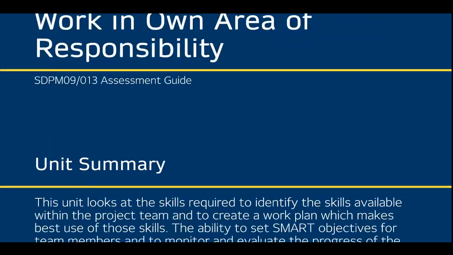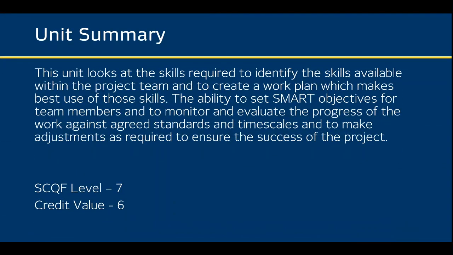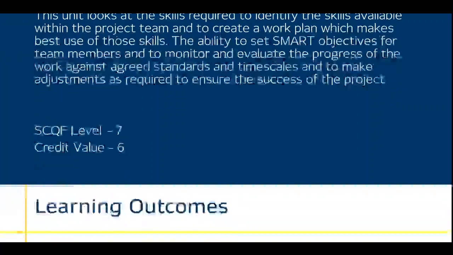this unit. In the unit summary, it describes the unit as being about the skills required to identify the skills available within the project team and to create a work plan which makes best use of those skills. The ability to set smart objectives for team members and to monitor and evaluate the progress of work against agreed standards and timescales and to make adjustments as required to ensure the success of the project. This unit is at SCQF Level 7 and there are 6 credit values for this unit.